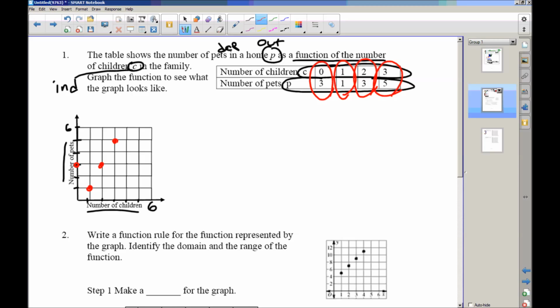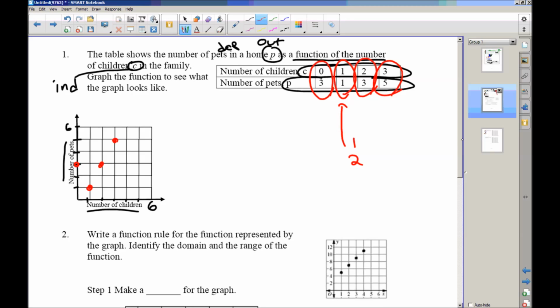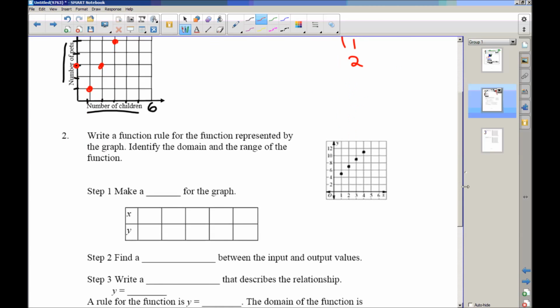Now, if we were to ask more than 4 families, we probably would no longer have a function, because I bet we'd find a family that had 1 child and maybe 2 pets, or 0 pets, and then we'd have more points on this line right here, along with every other one. Okay? But right now, since we only asked 4 families, we ended up with 4 points, so it ends up being a function.